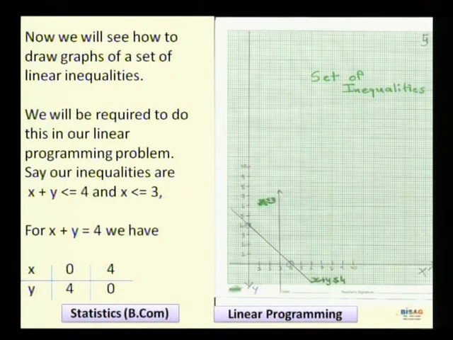Supposing we have inequalities x plus y is less than or equal to 4 and x is less than or equal to 3. For x plus y equal to 4, we have the table. If x is equal to 0, y is equal to 4, and if x is equal to 4, we have y is equal to 0. We can see the straight line x plus y equal to 4 and the line x is equal to 3, a straight line parallel to the y axis. The region which satisfies both these constraints is our required region.